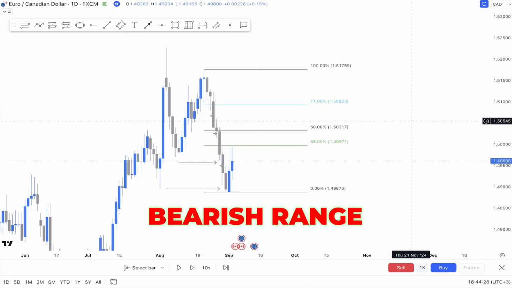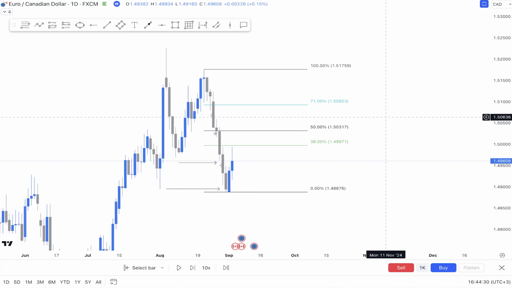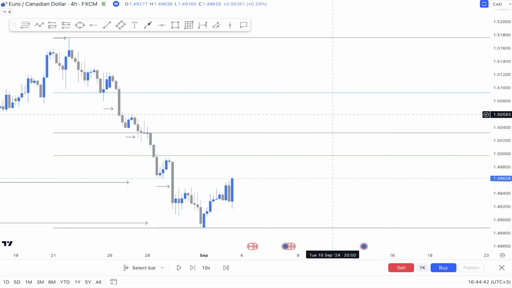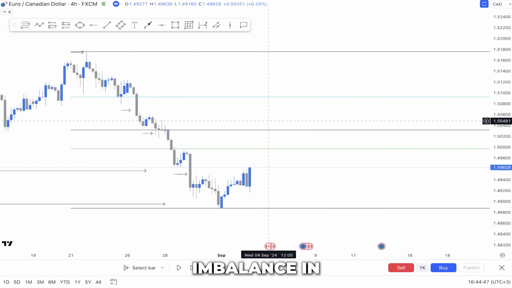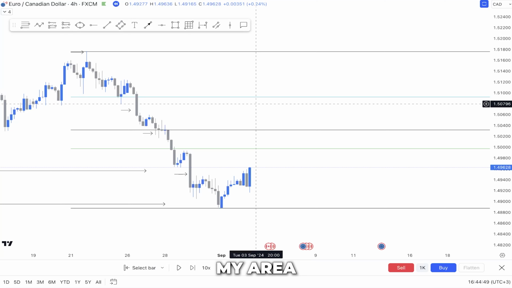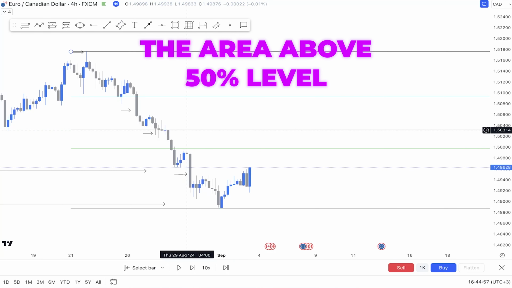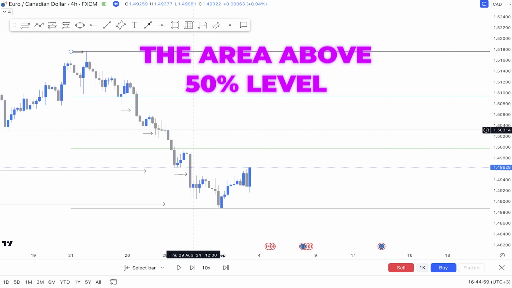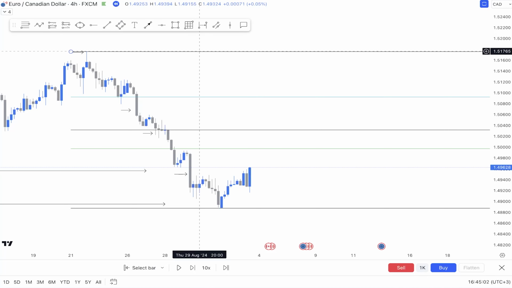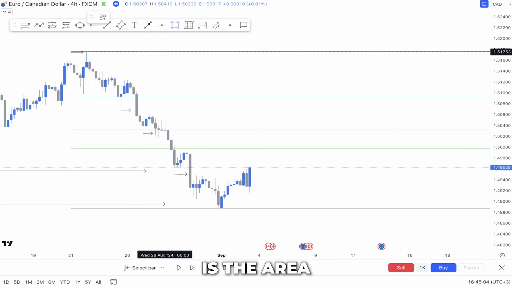After that, I went on the 4-hour time frame, and on the 4-hour, I asked myself, do I have imbalance in my area of interest? Now, you might be asking, what is the area of interest? The area of interest in a bearish scenario is the area above the 50% level, between the 50 and the 100. This right here is the area of interest.